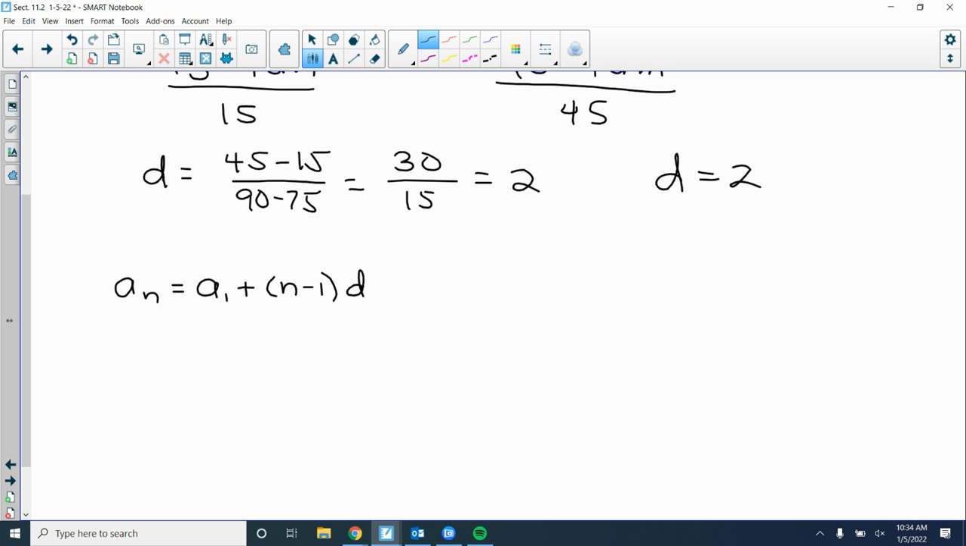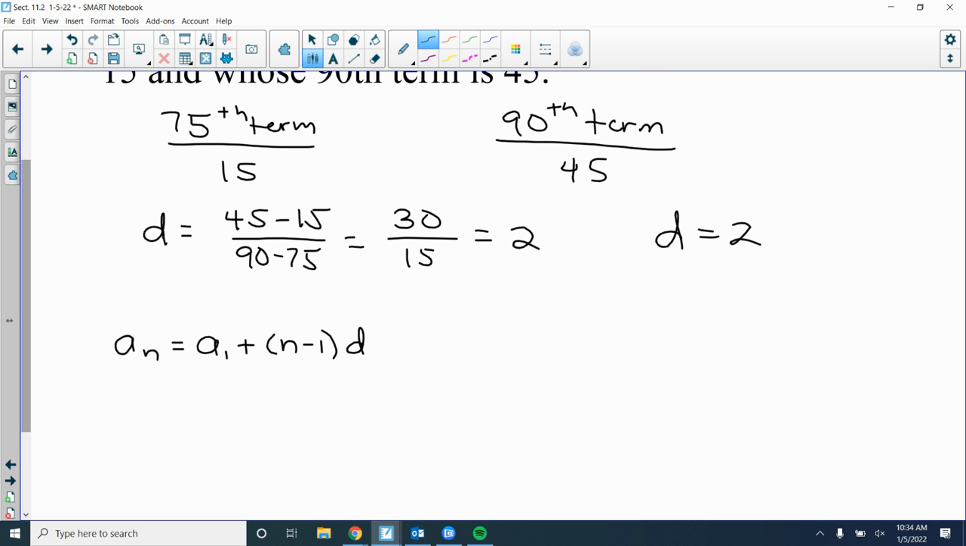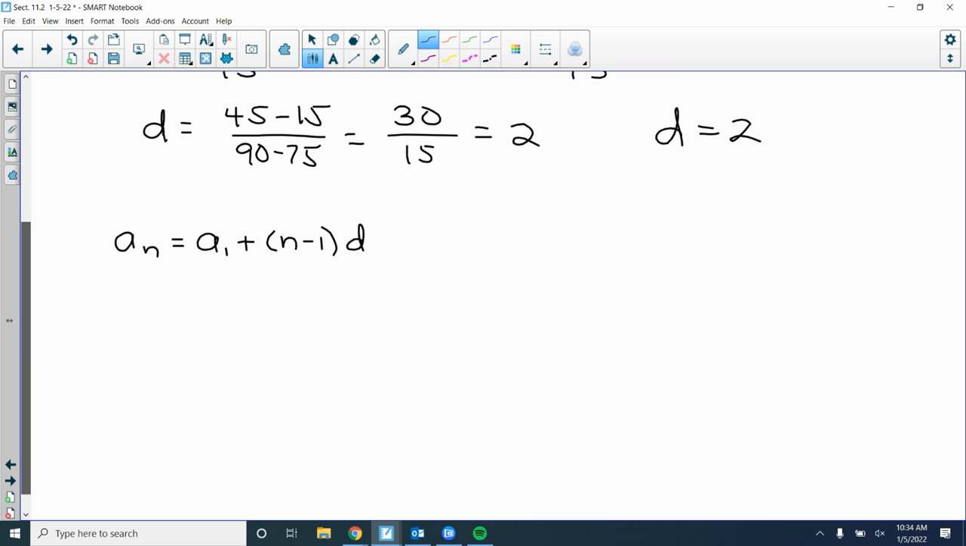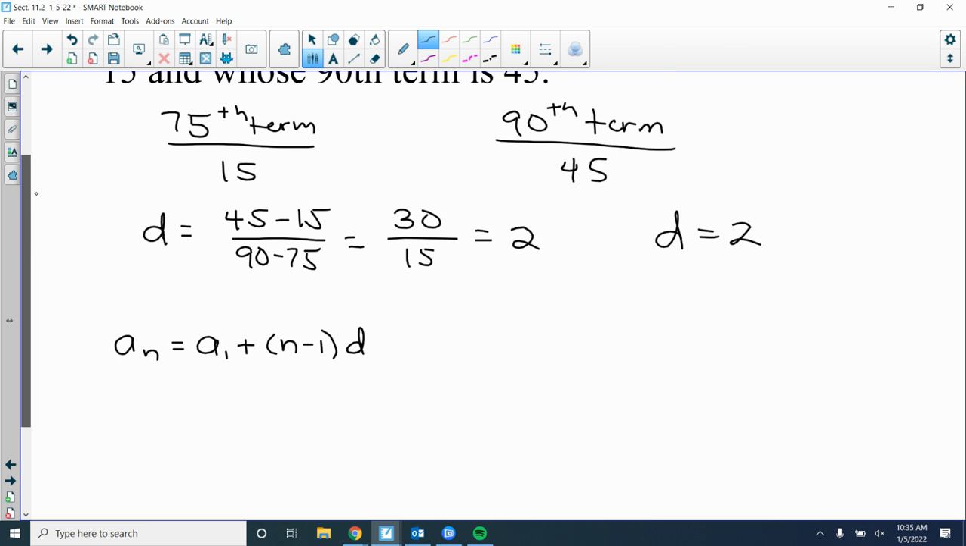Well, in the other two examples, we had the first term, right? Do we have the first term right here? No. Now, you could figure it out if you started at 15 and counted backwards 75 times, subtracting 2. There are different ways you can get there. But I want you to think about how we can use that equation to find the first term. Yes, we are going to use the point.